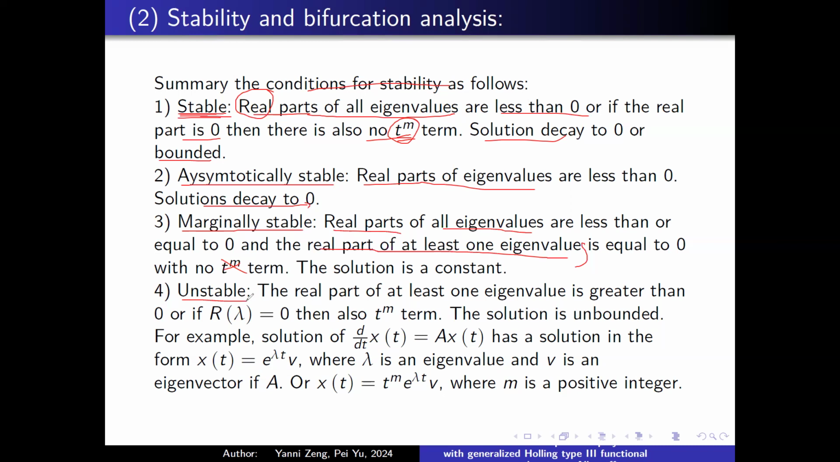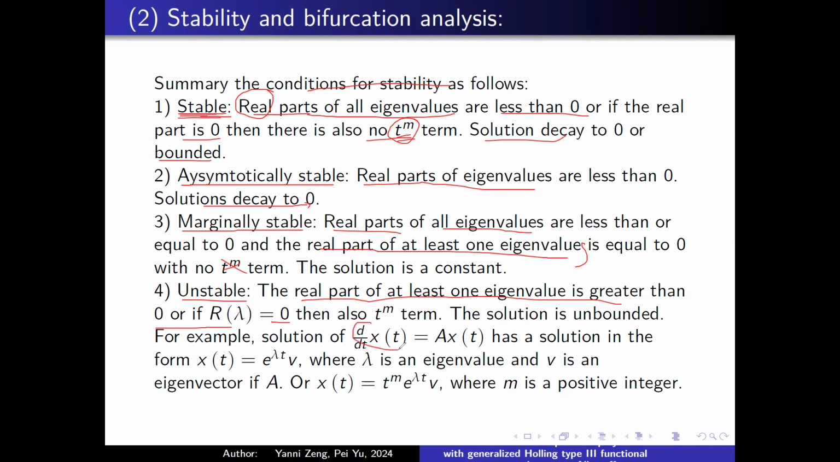For unstable, if the real parts of the eigenvalues, at least one of them is greater than 0, or if the real part is 0 also with a t^m term, the solution is unbounded.